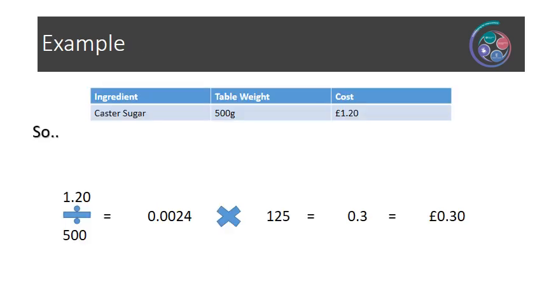Let's have a look at an example then. So for a 500 gram bag of castor sugar, it costs £1.20. So using the formula given, you would put 1.20 divided by 500, that's the £1.20 that it cost, divided by the 500 grams in the full pack. That would then give you an answer of 0.024. This is the amount per gram. You, however, need 125 grams, so you're going to times that 0.024 by 125. This then gives you an answer of 0.3. This is the correct answer, however, we need to put a pound sign in front of this, which turns it into 30p.